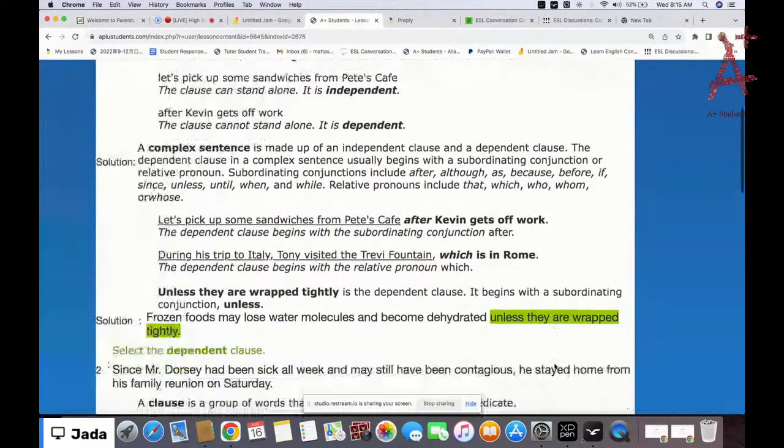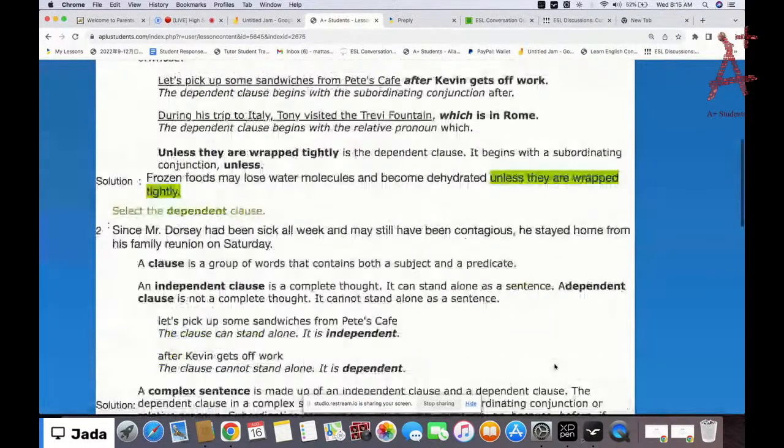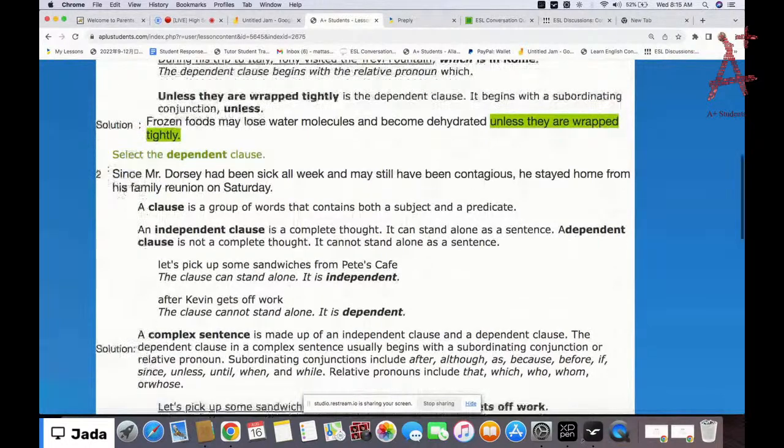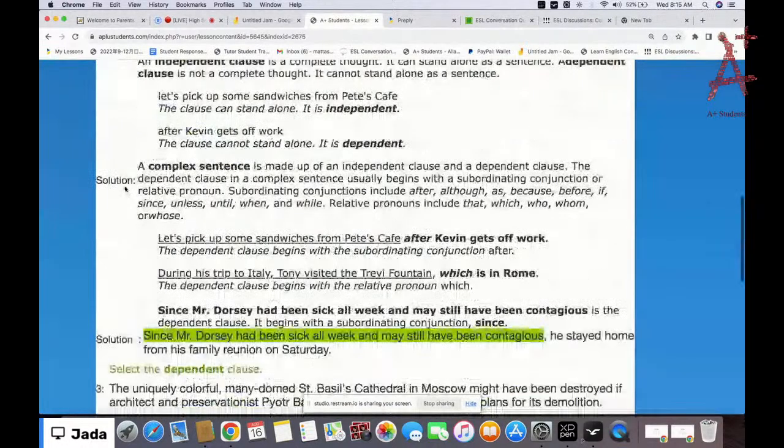Since Mr. Dorsey had been sick all week and may still have been contagious, he stayed home from his family reunion on Saturday. So where's the beginning of the dependent clause? We have the beginning from since. So since Mr. Dorsey had been sick, yeah, so that's it from since.